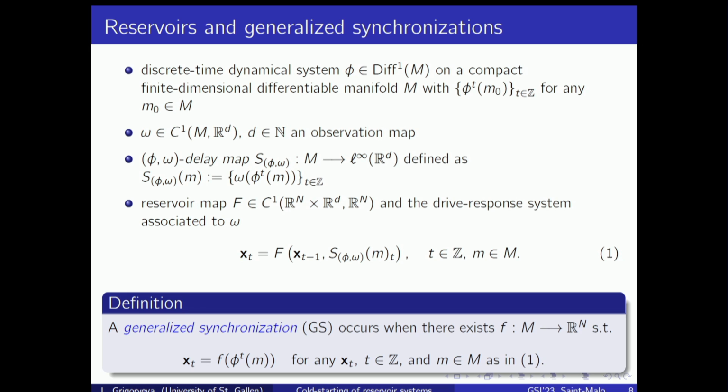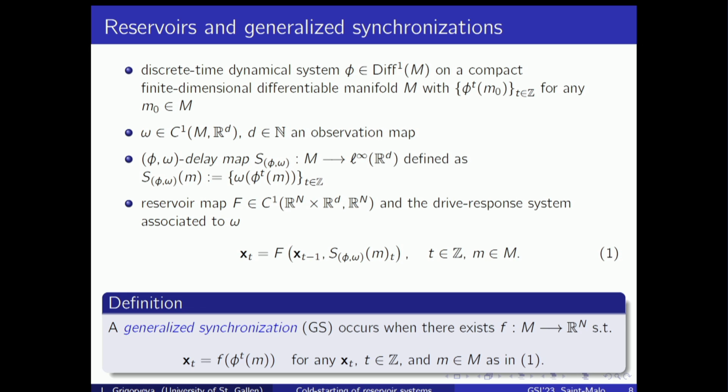So we say that GS occurs whenever there exists such a map F from my manifold to the state space, a finite-dimensional Euclidean space in this case, such that this relation holds, which ultimately means that the evolution of my dynamical system in its phase space is what is driving this drive-response system.